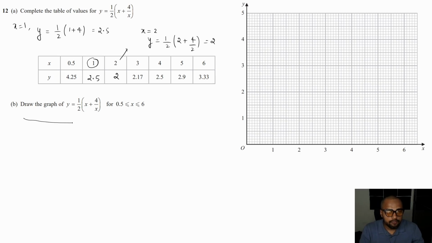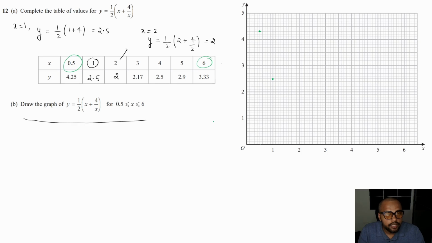Draw the graph for x from 0.5 to 6. So we can see here, students, they have given the region mentioned in the question, 0.5 to 6, not 0.6, it is 6. So on x equals 0.5, y will be 4.25. So 4.25 is where the value will come. We'll plot the values one by one. On x equals 1, we are getting y equals 2.5. So we'll be getting this value here.